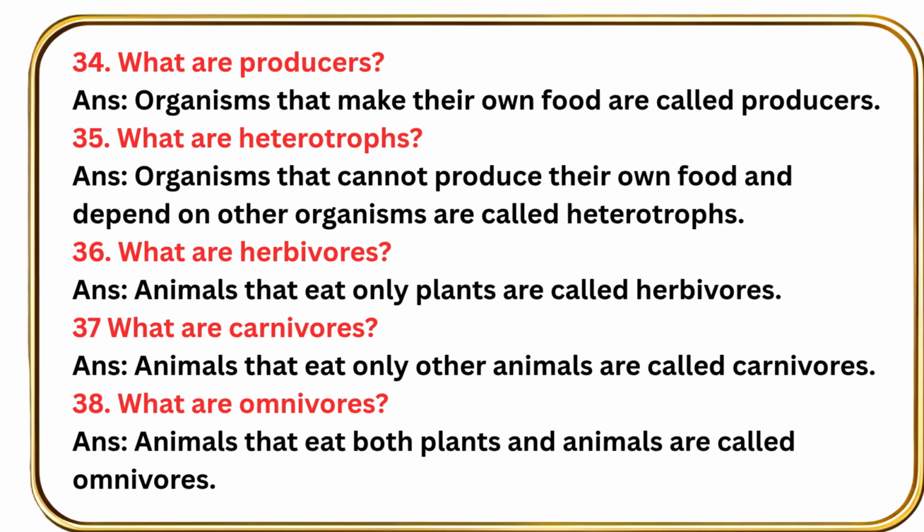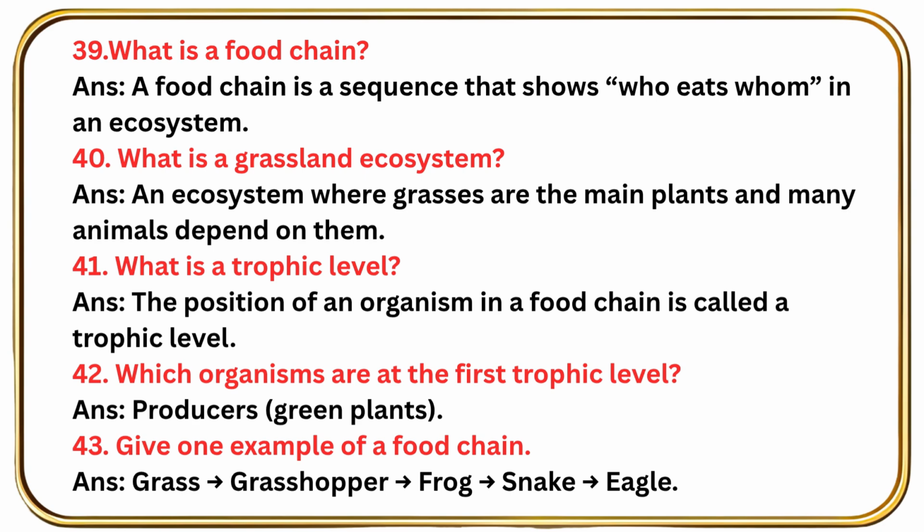Question number 36. What are herbivores? Answer. Animals that eat only plants are called herbivores. Question number 37. What are carnivores? Answer. Animals that eat only other animals are called carnivores. Question number 38. What are omnivores? Answer. Animals that eat both plants and animals are called omnivores. Question number 39. What is a food chain? Answer. A food chain is the sequence that shows who eats whom in an ecosystem.